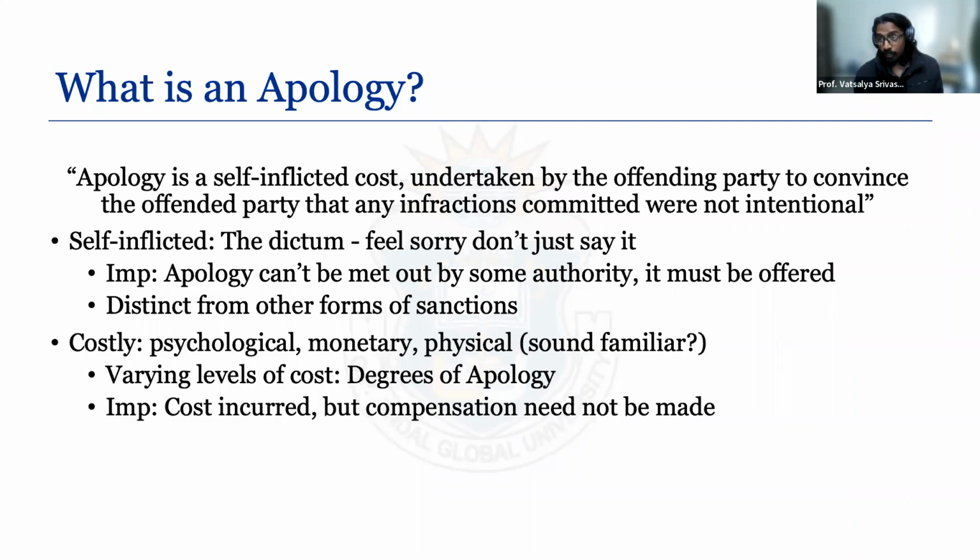An apology is also got to be costly. Just saying sorry does not cut it, right? So there's psychological costs, monetary costs, physical costs. And by now you must have realized that these are the three costs that we had talked about when I'd shown you the examples of Kumbh Mela, confession, and self-flagellation.